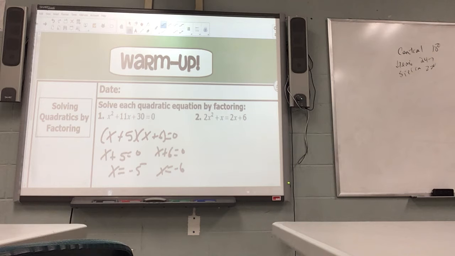Alright, number 2, a little bit more work to do. It's not ready, and so you need to set it equal to 0, so you need to get rid of the 2x, so you'd subtract 2x from itself and from its buddy on the other side.